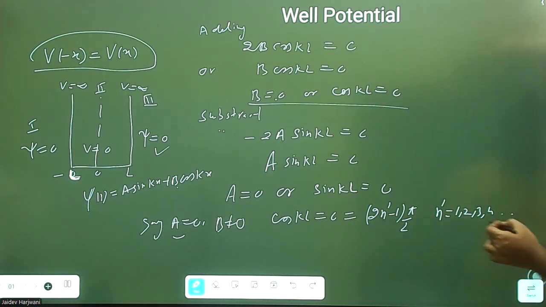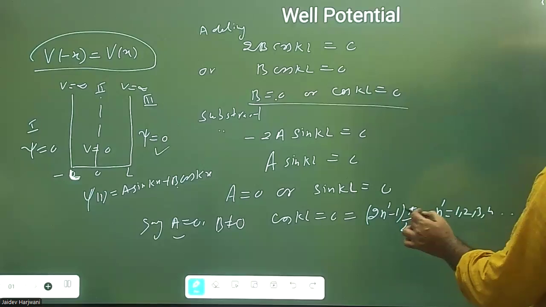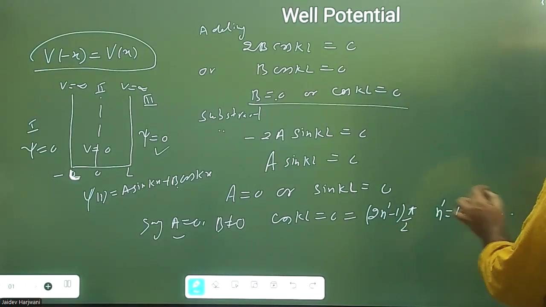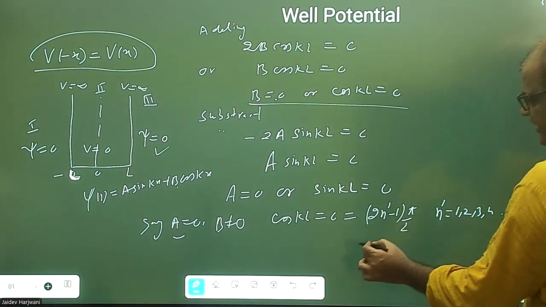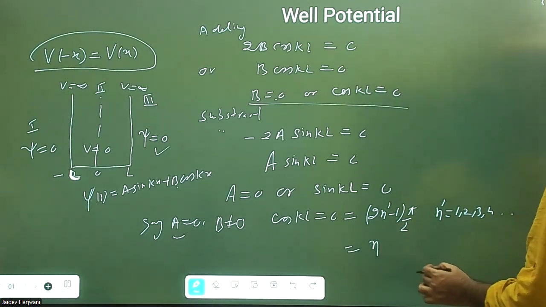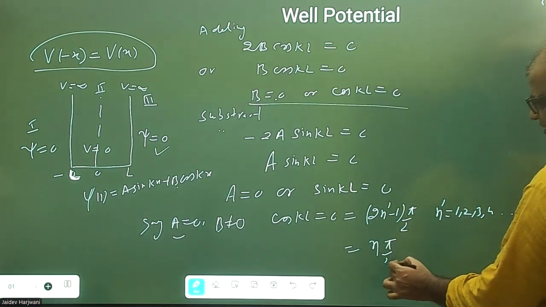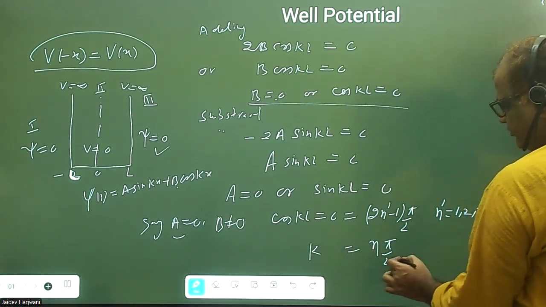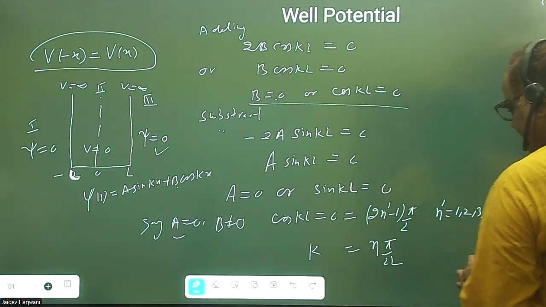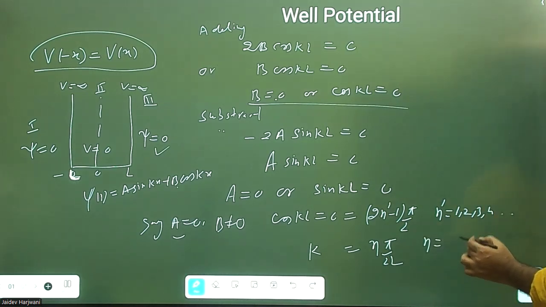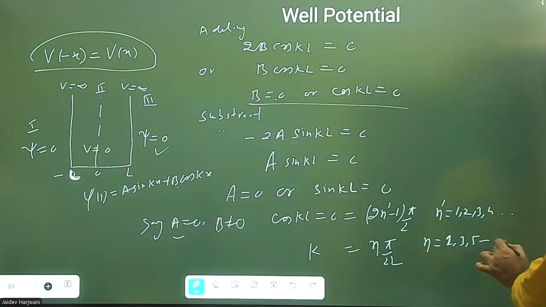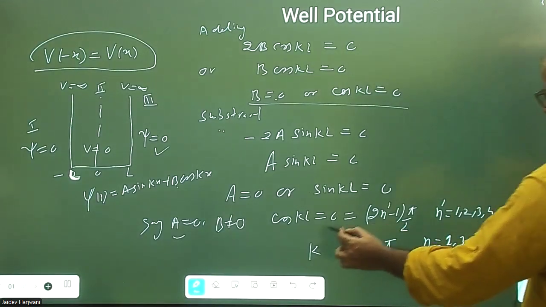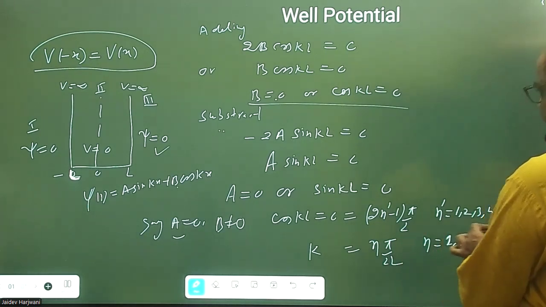So if I take n equal to 1, this becomes pi by 2, then 3 pi by 2. Now if I say 2n minus 1 is, say, n pi by 2, and k equals n pi by 2L, then when n dash is 1, n is 1, and when n dash is 2, n becomes 3. So this becomes 1, 3, 5. Now my k becomes n pi by 2L, with n equal to 1, 3, 5.